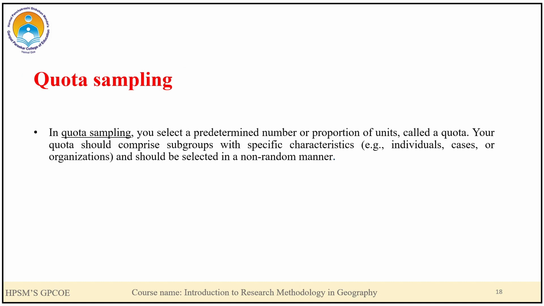Next one is quota sampling. In quota sampling, you select a predetermined number or proportion of units, which is called a quota. Your quota should comprise subgroups with specific characteristics, such as individuals, cases or organizations, and should be selected in a non-random manner.